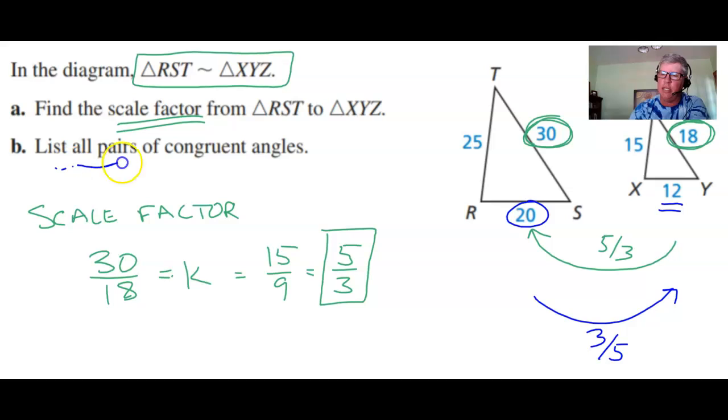I don't think I really need to list all the pairs of corresponding angles. I think T goes with Z, R goes with X, S goes with Y.